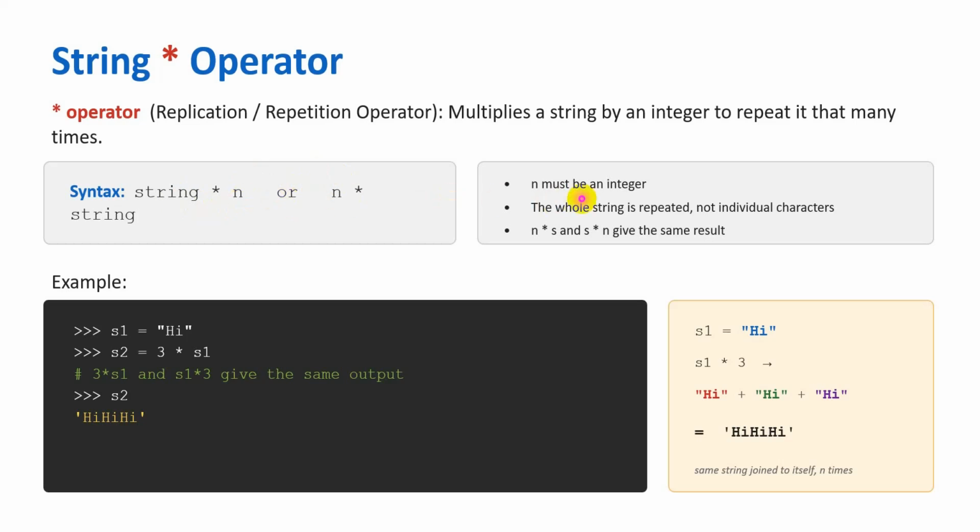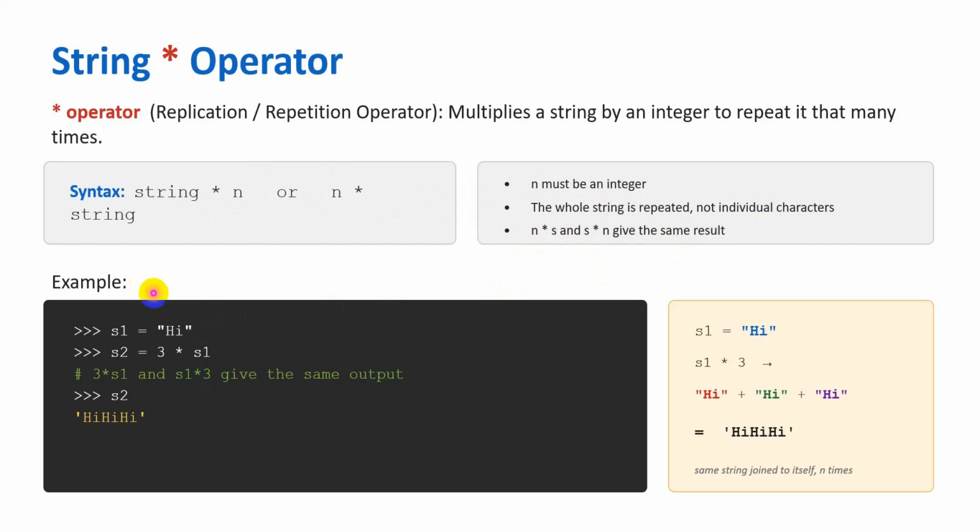So the rules are given here. The n must be an integer. The whole string is repeated, the entire string, not individual characters. n star s, where s is a string and n is an integer, and s star n give the same result.